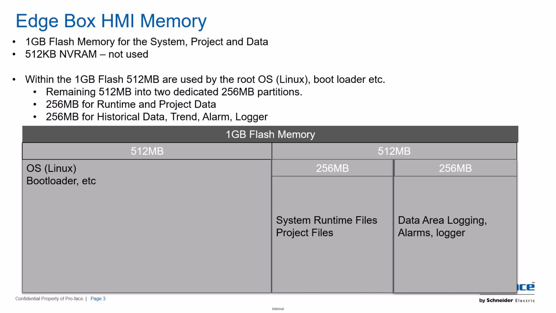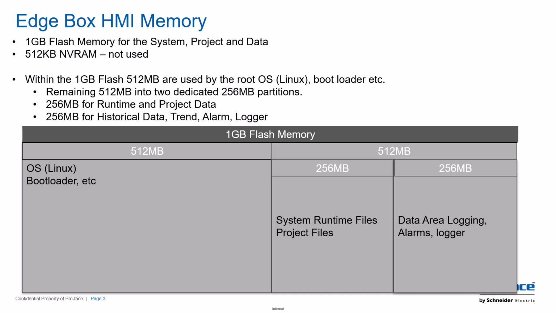256 megabyte partitions. And then, as you can see in the chart here, one of them is for system runtime files and project, for the system runtime files and the project files. And then the other 256 megabytes is allocated basically for the historical data that we want to store directly into this memory.